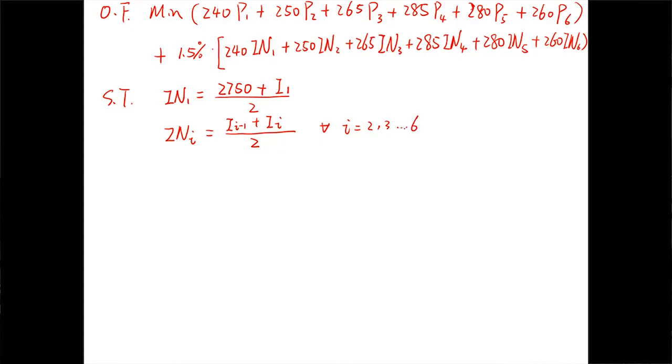Or the other way to write this would be I N_i equals (I_{i-1} plus I_i) divided by 2, for all I that goes from 1 all the way to 6, and I 0 equals 2,750. So either way works to define the average inventory right here.